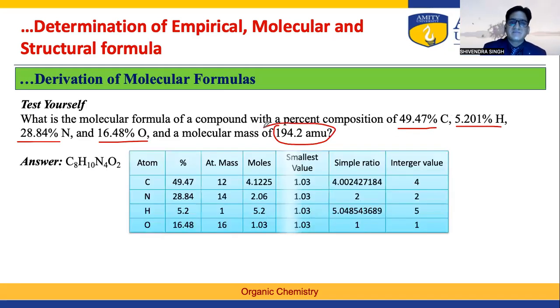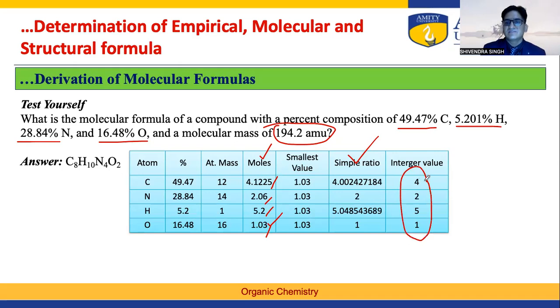As we have mentioned already, first we have to find the number of moles. On the basis of the number of moles, we find the smallest value. We divide all these values by this smallest value. Then we get a simple ratio. If we figure out the possible integer values very close to this, it will be 4:2:5:1. And this will be our empirical formula.